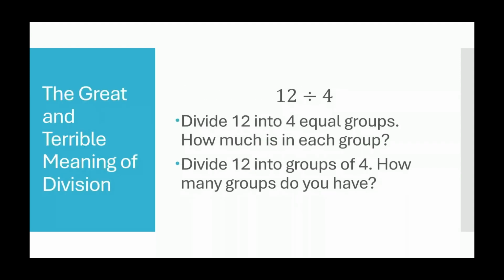Why? So there's two ways to look at division. One way is we're splitting 12 into 4 equal groups. Each group has 3 pieces in it. The other way is we're saying we have 12 pieces and we're saying how many groups of 4 are there in that group of 12? And there are 3 groups.